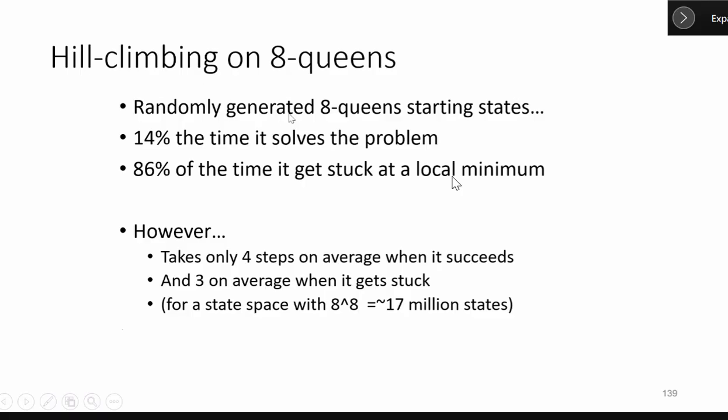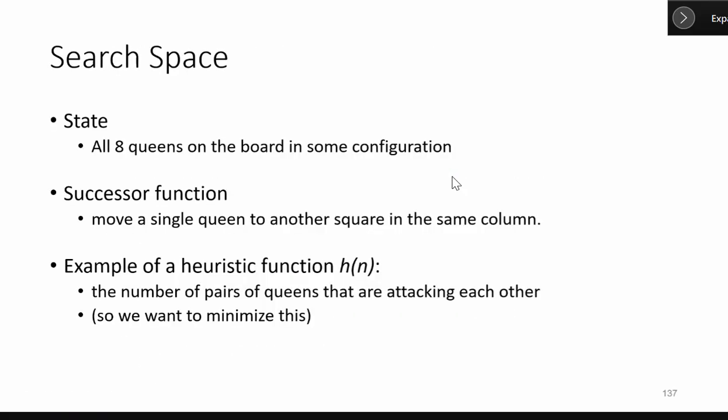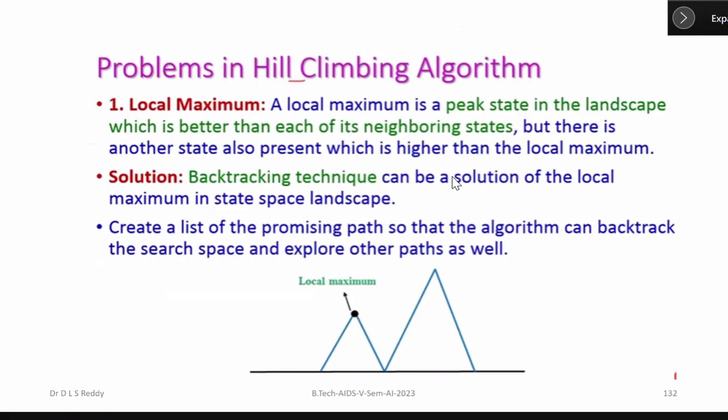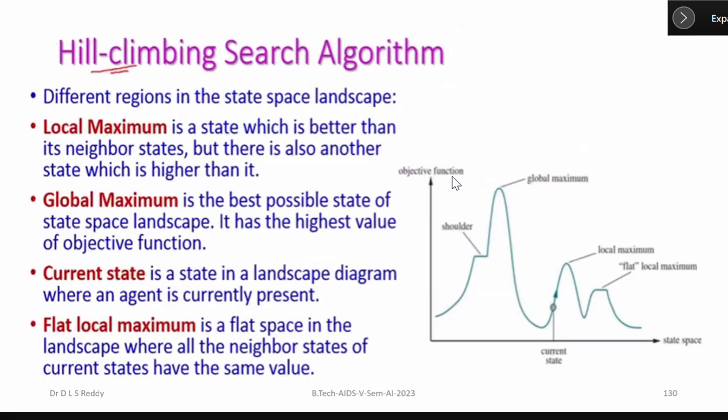So randomly you can generate 8 queens starting states. 14% of the time it solves the problem. 86% of the time, if you use hill climbing for these 8 queens, it gets stuck at a local minimum. So we have seen what a local minimum is. At the below side, where the local maxima is there, local minima means here. At this point is the local maxima, and at the end here is the local minima.